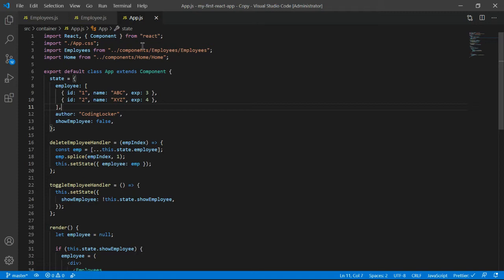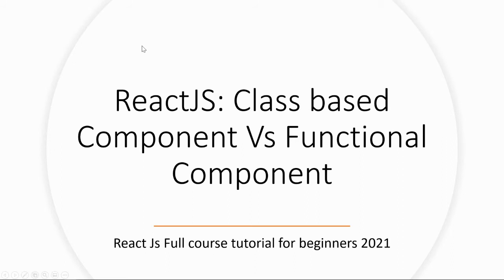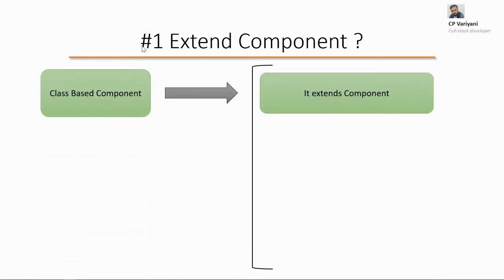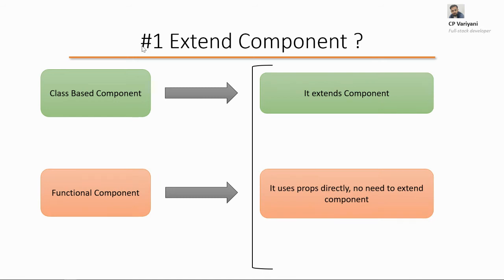Now this is the time to figure out the differences, like at what time you should go for the class-based component and at what time you should go for the functional component. So let me begin with the first difference. Whenever you are creating a class-level component, you always need to extend the component. But if you are creating a functional component, you do not need to extend the component. Rather, you can directly make use of the props.